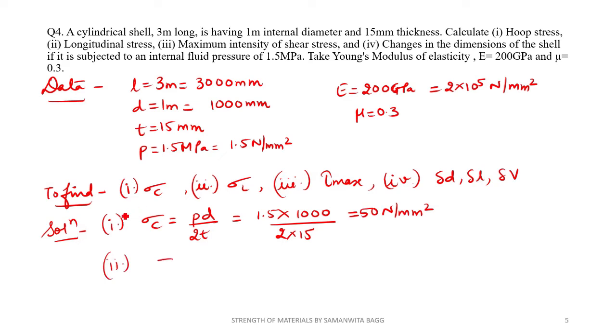Second, I need to calculate sigma L. Now you can either use the formula PD upon 4T or you can say it is sigma C by 2. So this directly becomes 25 Newton per mm square.